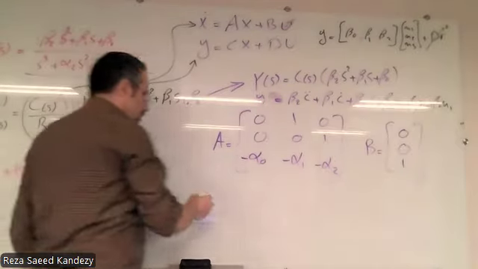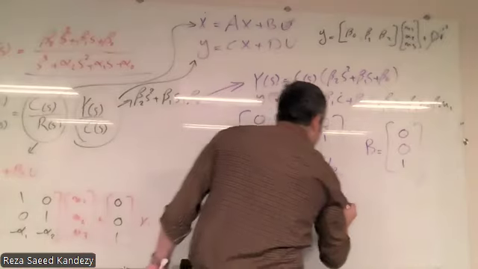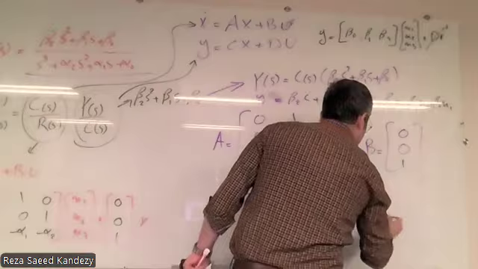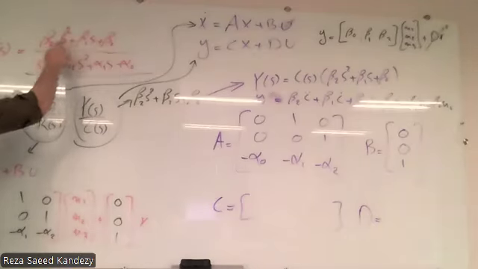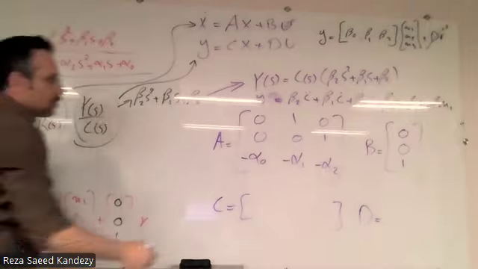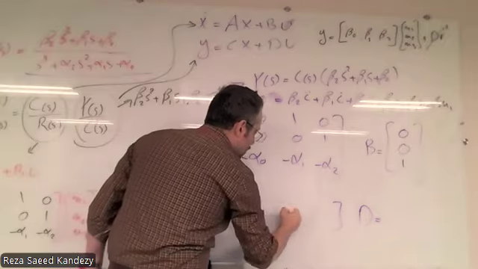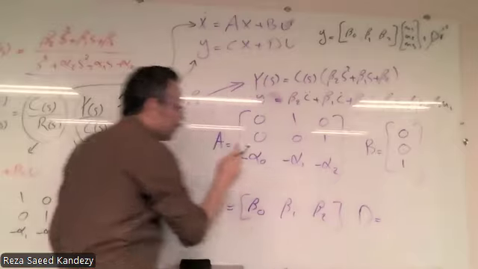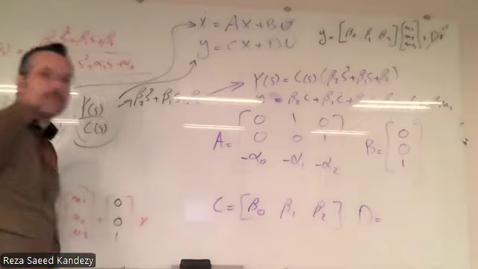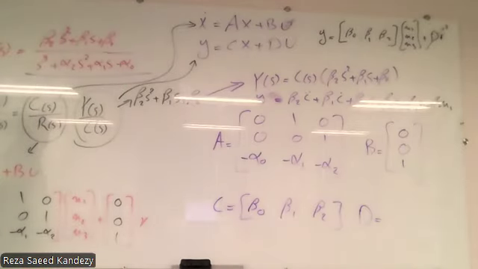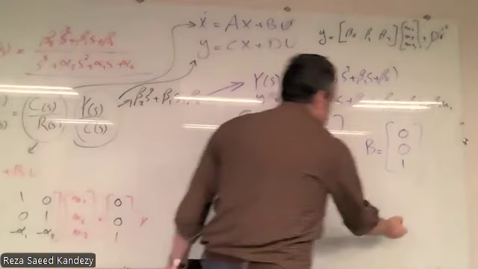Now, what about the C and the D function? In such a system, the C function is always the coefficients of the denominator, but in reverse order. So it's going to be beta 0, beta 1, beta 2. Remember, in A, we have minus those coefficients. In C, we have the coefficient itself. And in such a function, D is always 0.